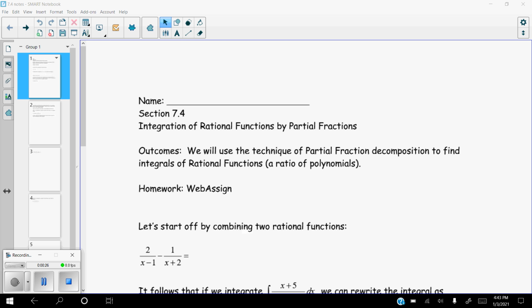What is a rational function? Let's go back and remember what that is. A rational function is a polynomial divided by another polynomial. So in other words, this does not work if you have an exponential over top of a rational function, or if you've got a natural log in the fraction somewhere. It has to be a rational fraction.